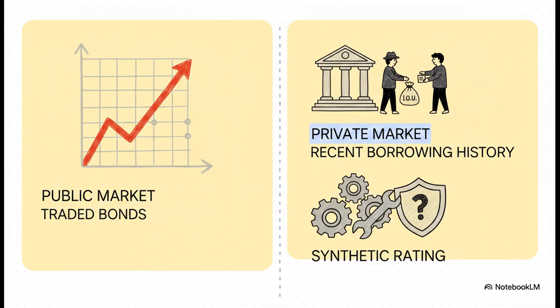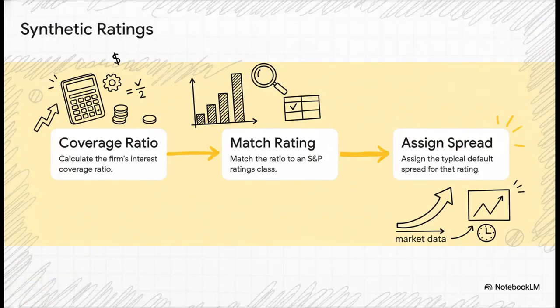Just look at their recent borrowing history. If they took out a bank loan last month, that interest rate gives us a great real-time snapshot of the default spread lenders are charging them. But if we don't have access to that, we have to build what's called a synthetic rating. Let's see how this actually builds.